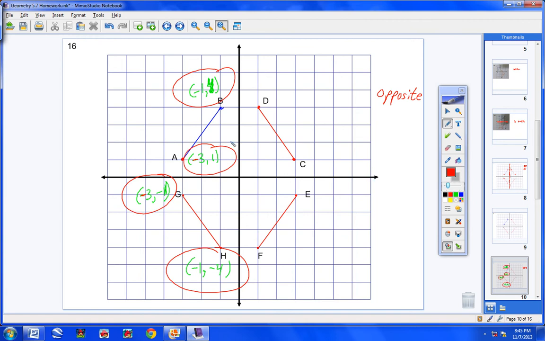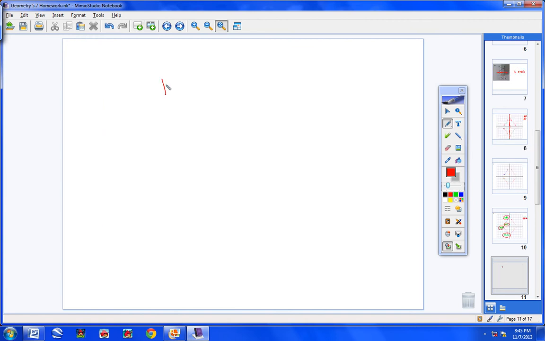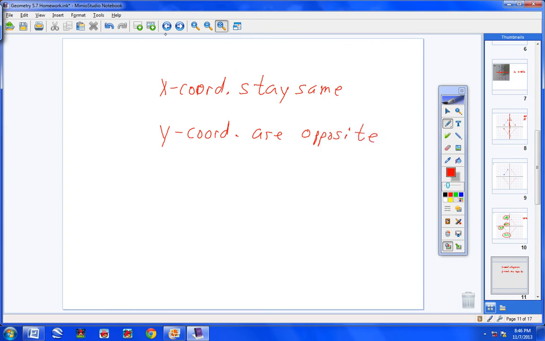And so how would I word this answer? I would say the x coordinates stay the same and the y coordinates are opposite of each other. All right, that's what I would say. There we go. All right.